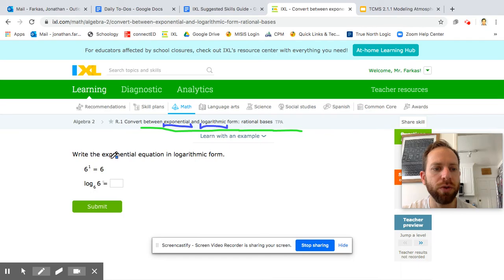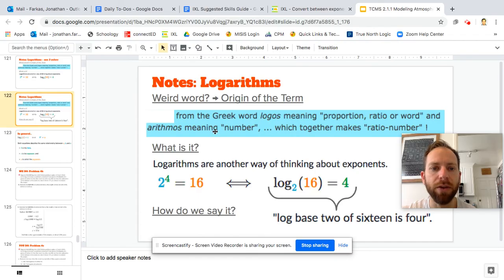And what it allows you to do is solve exponential equations in an easier way. So we're going to take some notes. I'm going to pull up my PowerPoint, and I'd like you to copy these down. You don't need to copy down the origin of the word, but I just wanted to let you know where this strange sounding word comes from.